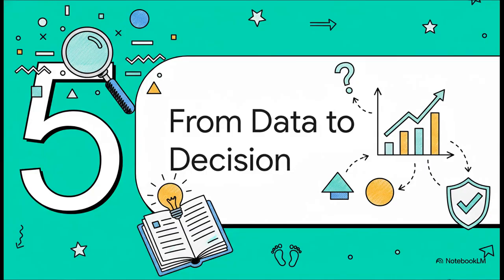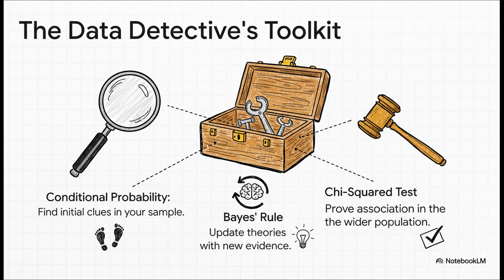So, after all that detective work, what's the big takeaway from our investigation? What have we really learned here? We've built this incredibly powerful three-part toolkit. We start by finding clues with conditional probability. Then we update our hunches with new evidence using Bayes' rule. And finally, we take our case to court with the chi-squared test to get a definitive verdict. It's a complete framework for going from just a simple hunch to a real evidence-based conclusion.